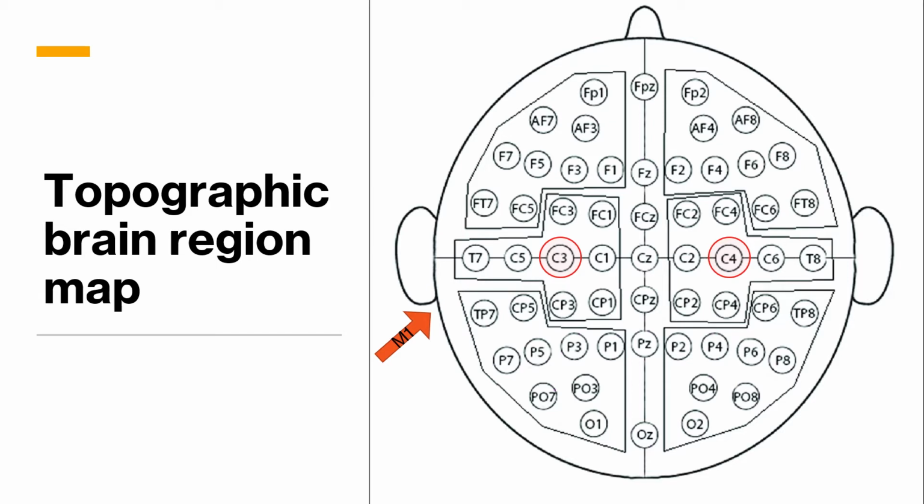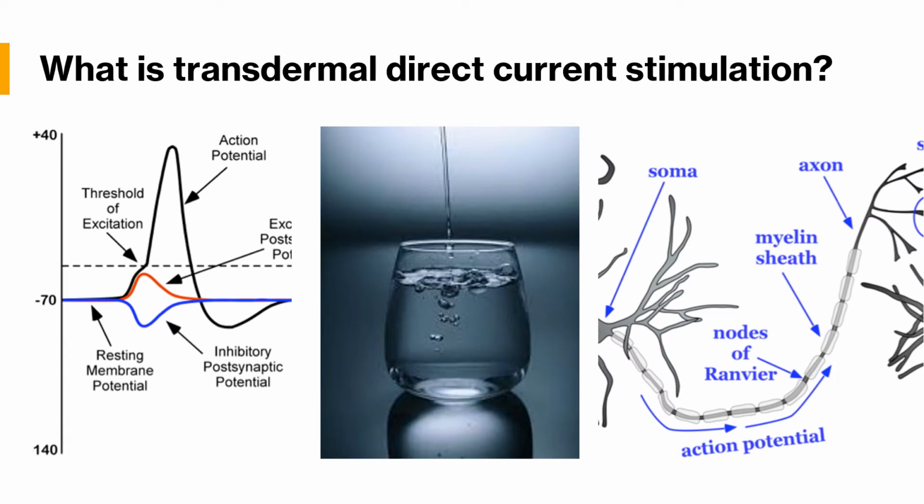For pain, these are usually anodal stimulation on the C3 and C4, or M1 for fibromyalgia. M1 and M2 are the mastoid processes. These are the bony prominences behind the ears and are also referred to as A1 and A2. The current either decreases or increases communication between neurons.